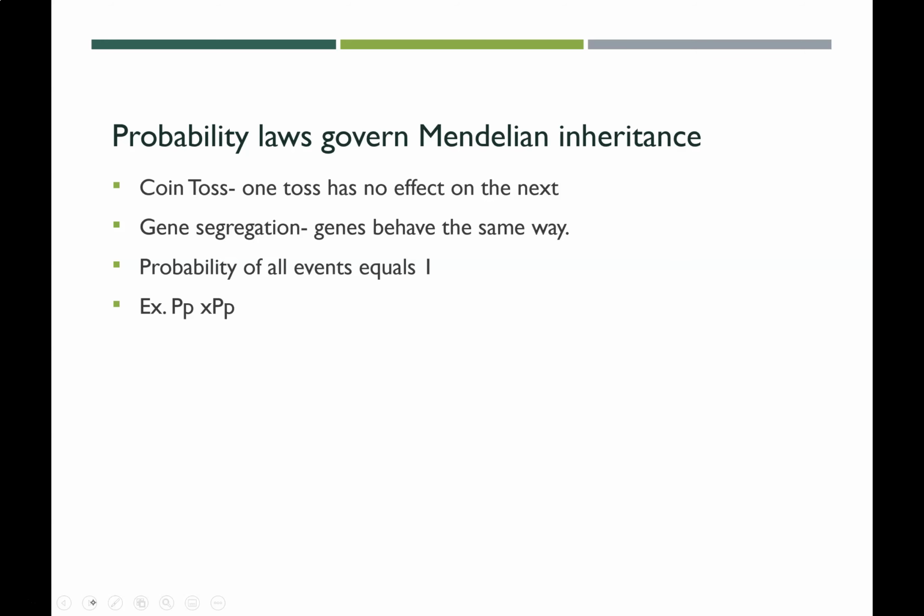So this is demonstrating the law of segregation, which is where your alleles separate into separate gametes during meiosis. So the probability of any gamete getting big A is one half or 50%. The probability of any gamete getting little a is one half. Probabilities all equal one. So the chance of getting either of these is going to be one. You have to get one of them.